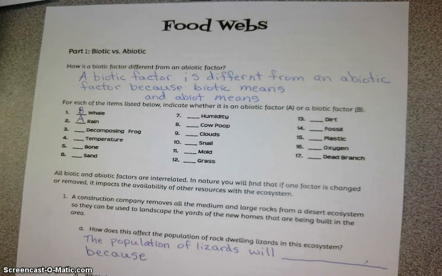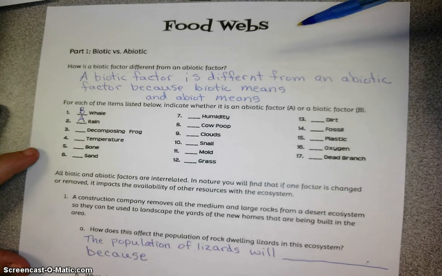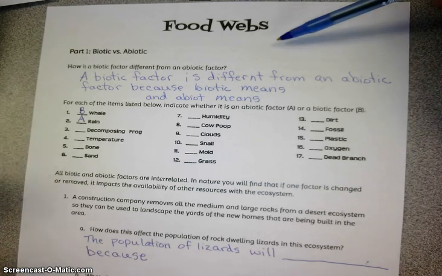So I'm going to provide you with some sentence stems on this assignment. You can use your notes, but you need to be sure you word them correctly. So the question says, how is a biotic factor different from an abiotic factor? Many times students will just say, a biotic factor is blah, blah, blah. But they didn't tell me how it was different. You just gave me a definition. That's not answering the question. You stated a fact, but not necessarily answered the question.